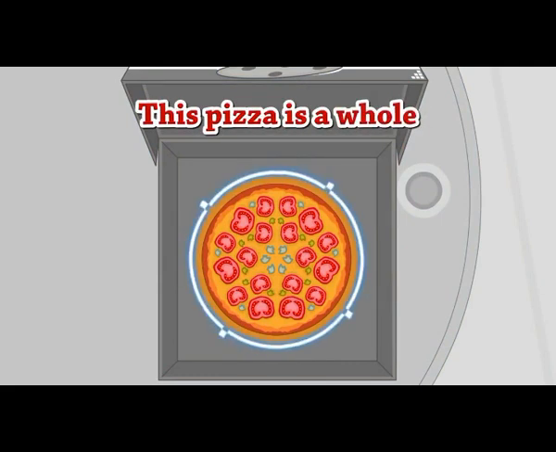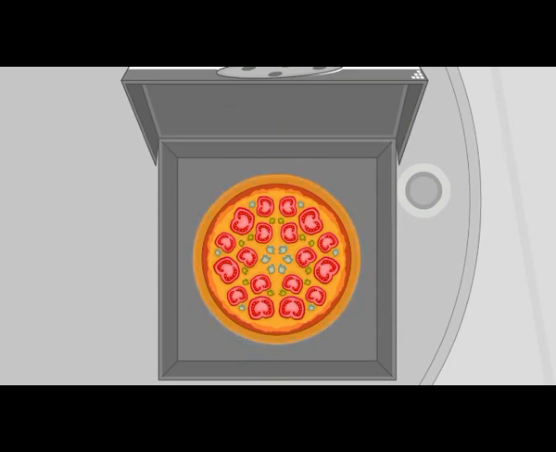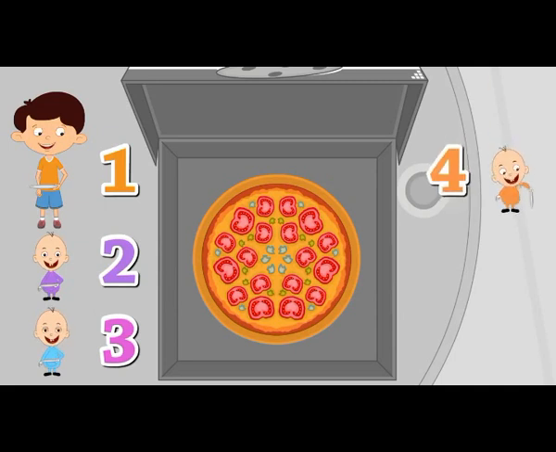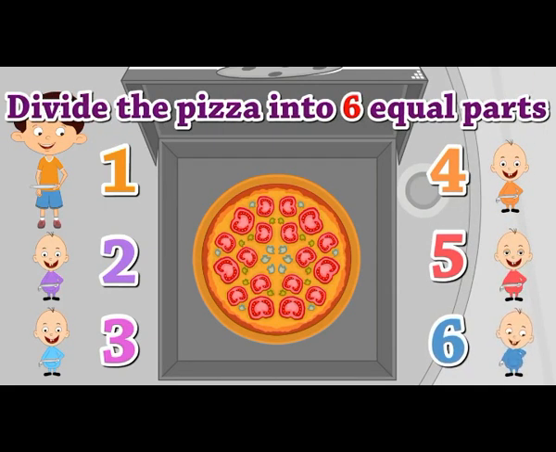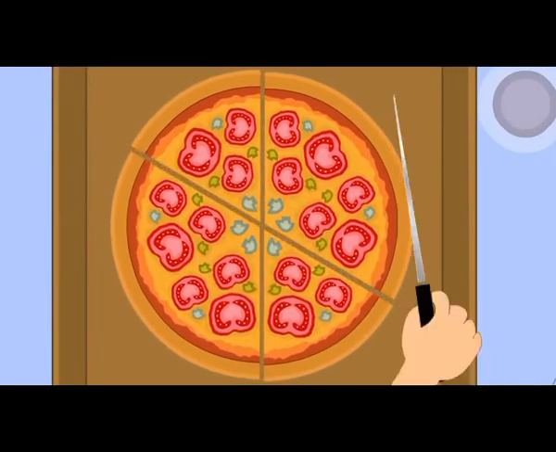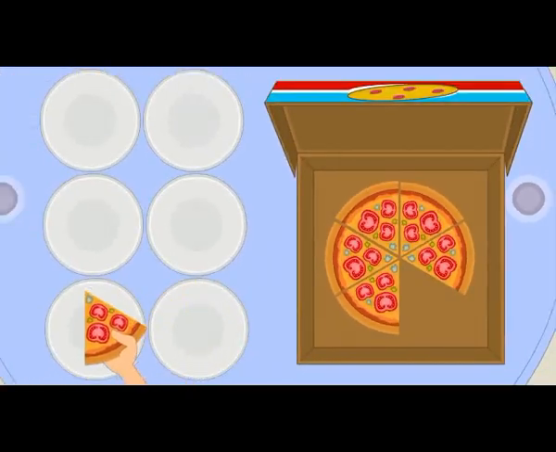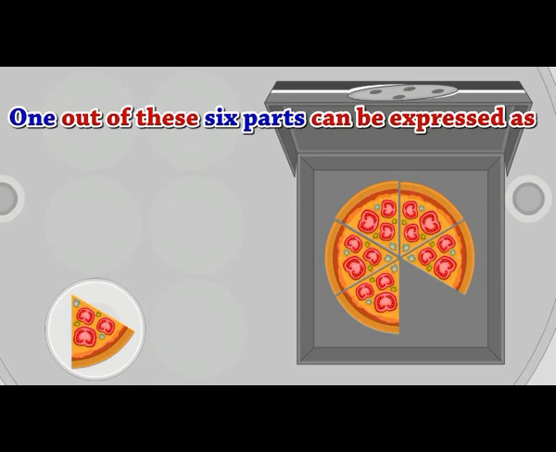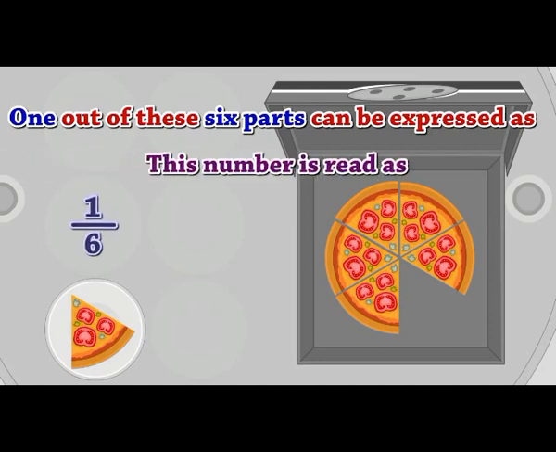This pizza is a whole. How can we share this among 6 children? Yes, we should divide the pizza into 6 equal parts. One part is taken out of 6, so this can be expressed as 1 by 6. We can write this number as 1/6.